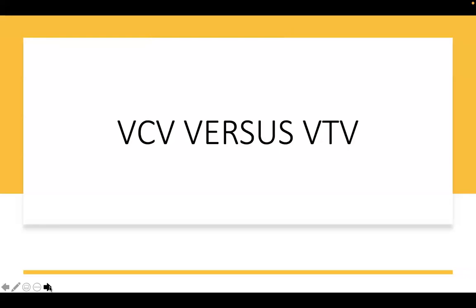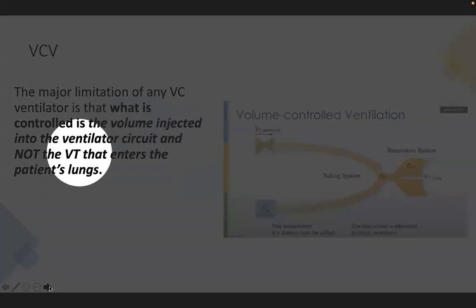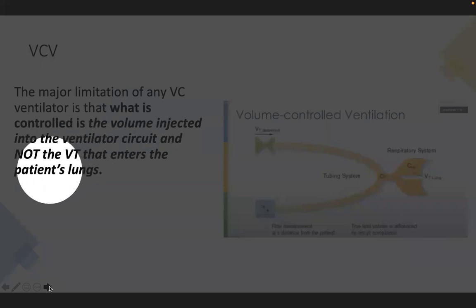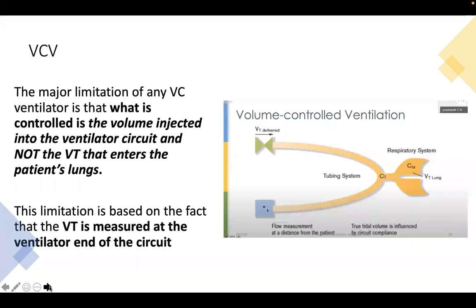So these two terms are not synonymous, that is volume control ventilation and volume targeted ventilation. What are the differences? In volume control ventilation, the major limitation is that what is controlled is the volume injected into the ventilator circuit and not the volume that enters the patient's lung. This limitation is based on the fact that the volume is measured at the ventilator end of the circuit and not at the patient's end.